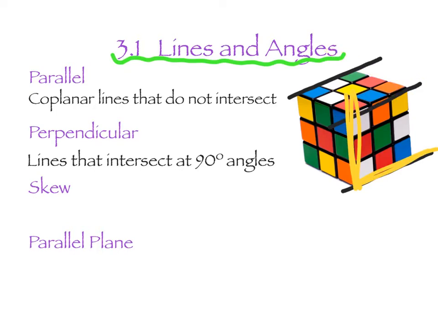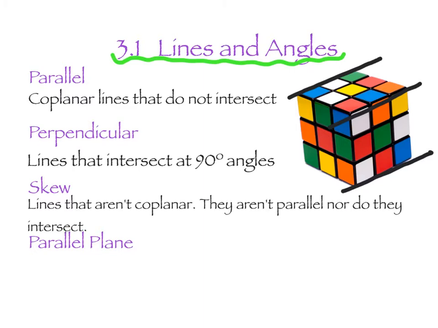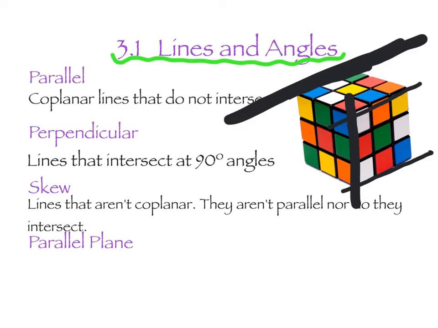Skew lines are the ones that are new. They're not coplanar, they're not parallel, and they do not intersect. They kind of look like perpendicular lines that will never intersect. So this guy and this guy would be skew lines. This guy will go on forever this way. This guy will go on forever, and it will also continue going up straight, so it will never intersect here.